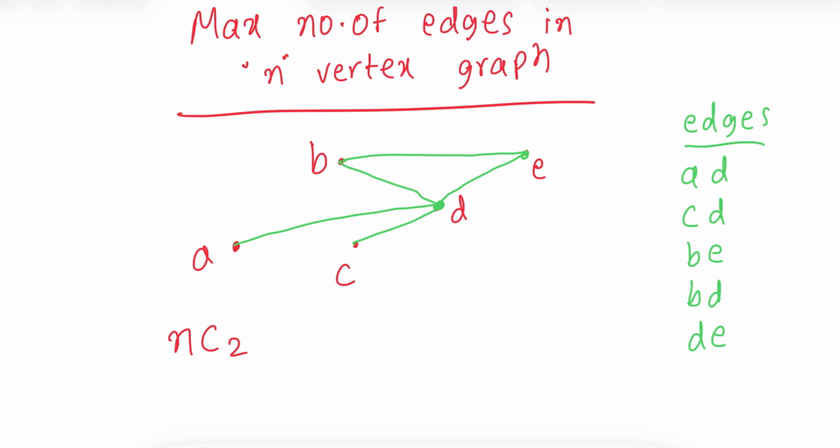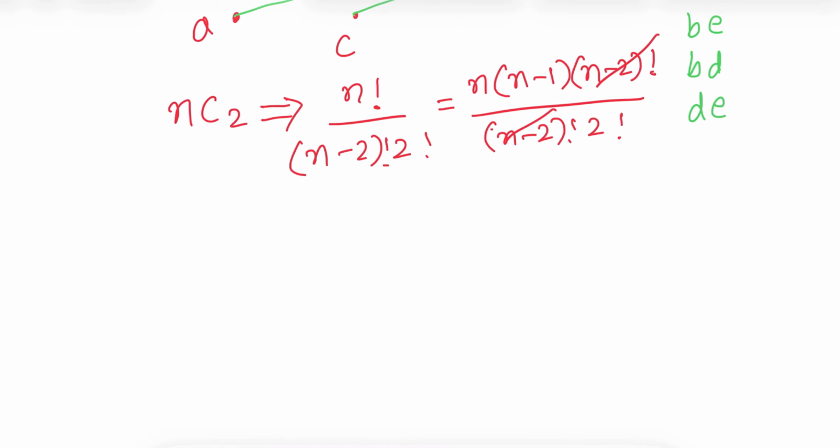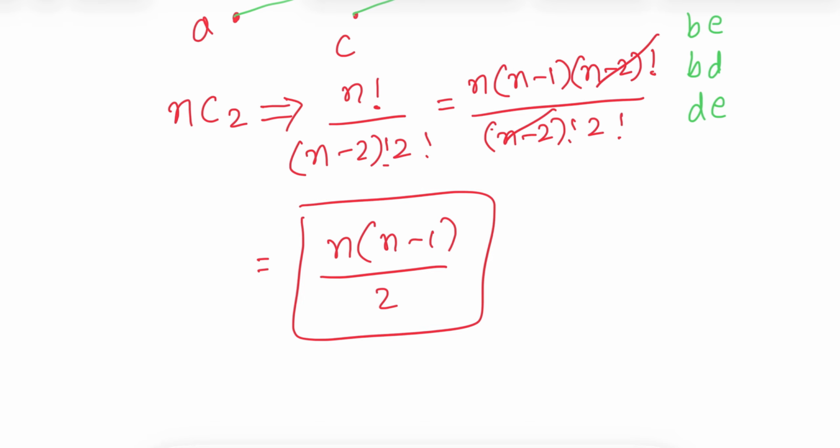So you can have a max of nC2 edges, and this is nothing but n factorial divided by (n minus 2) factorial times 2 factorial, which is also n times (n minus 1) times (n minus 2) factorial over the same denominator, and this will be equal to n times (n minus 1) divided by 2. So these are the max number of edges that you can have in an n vertex graph.